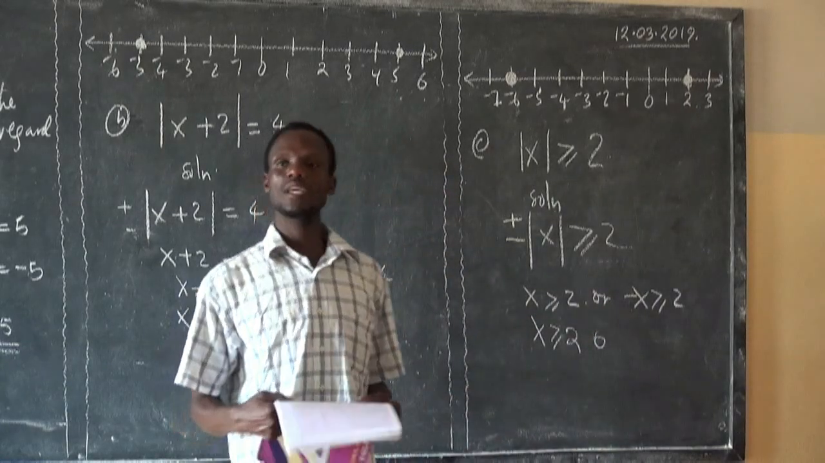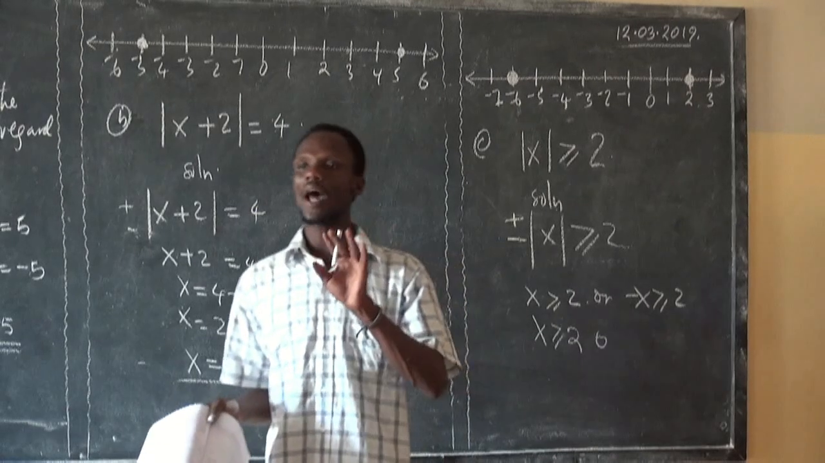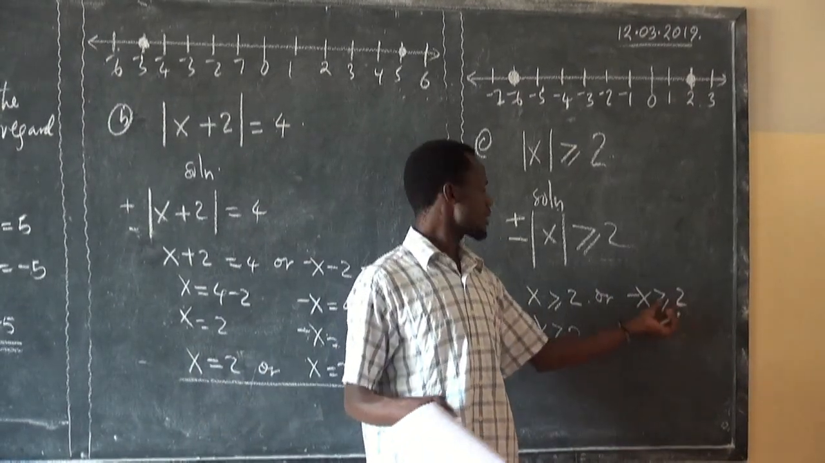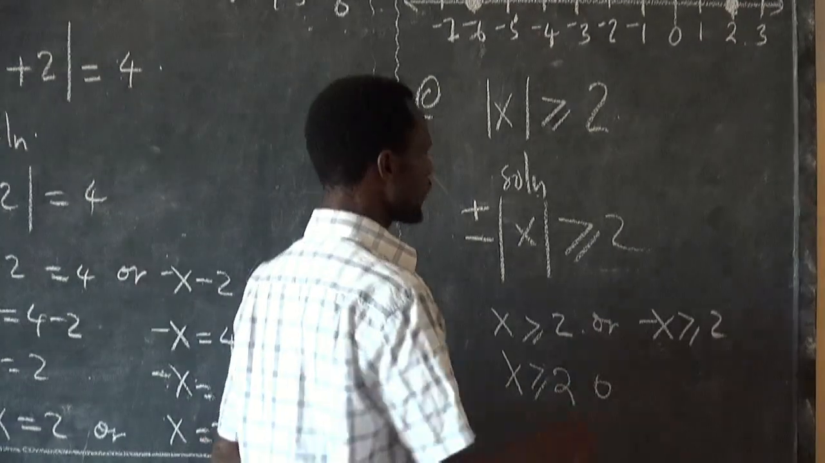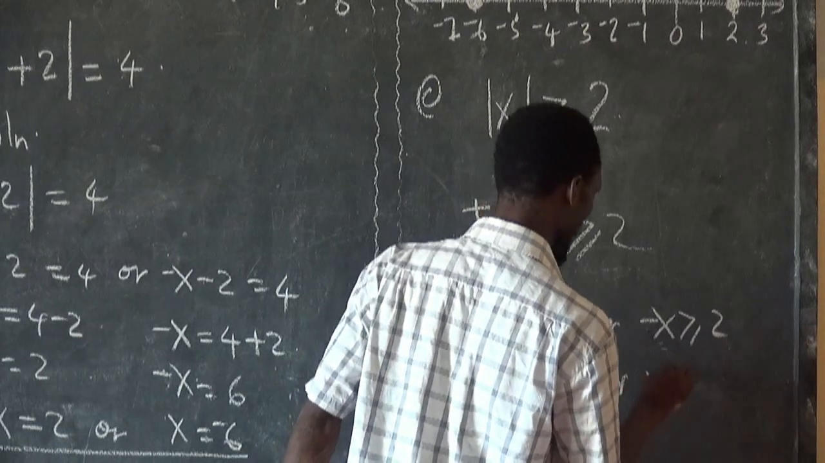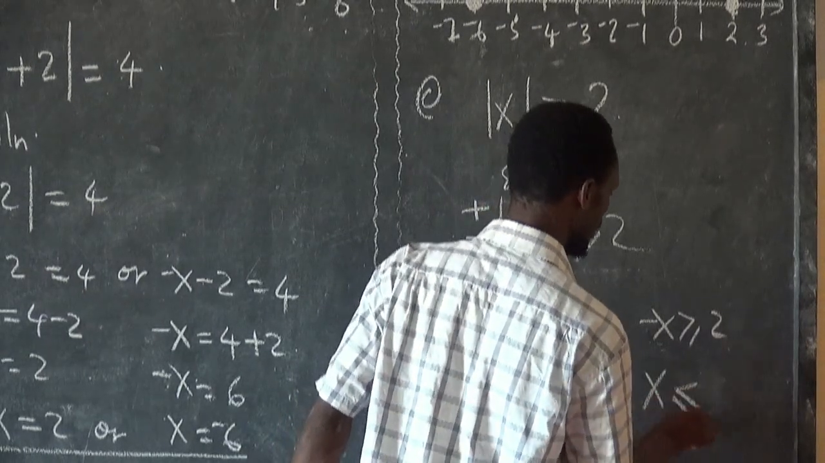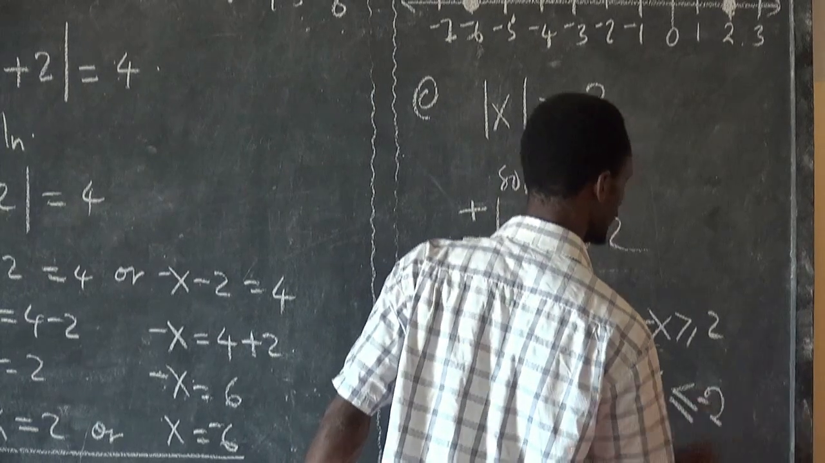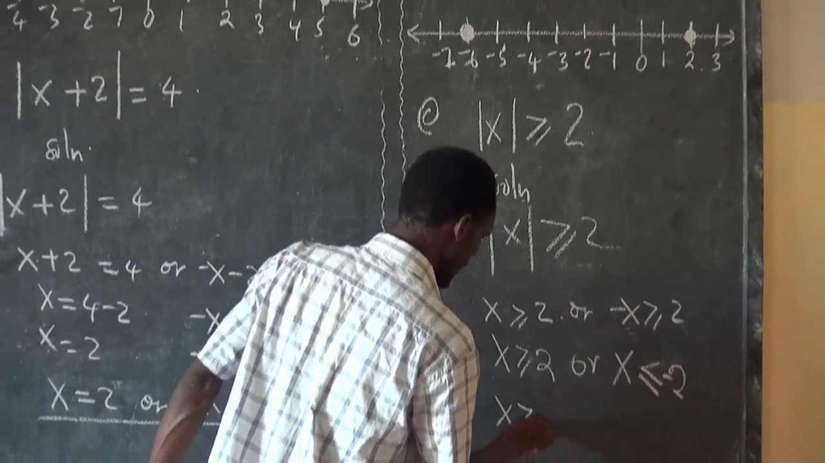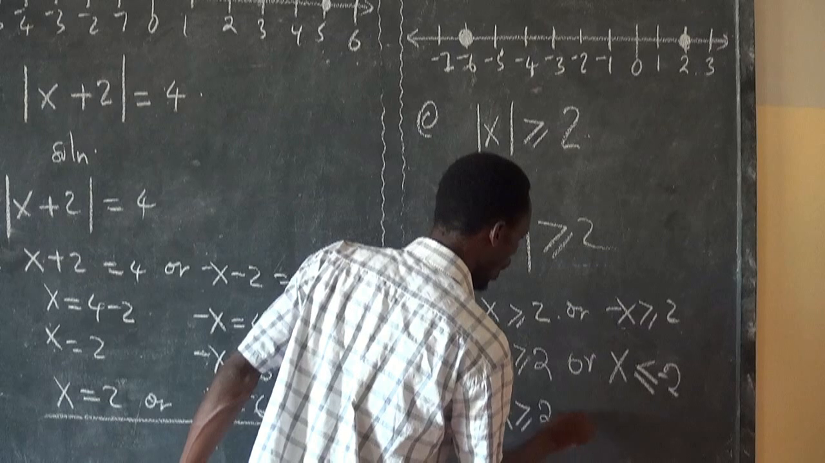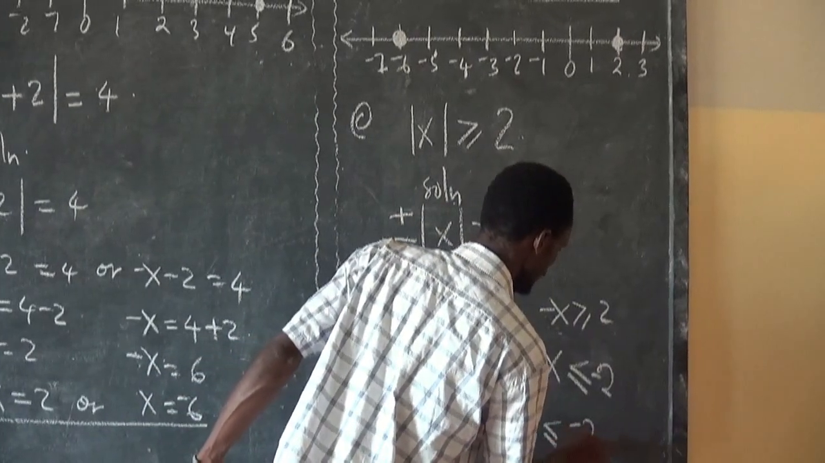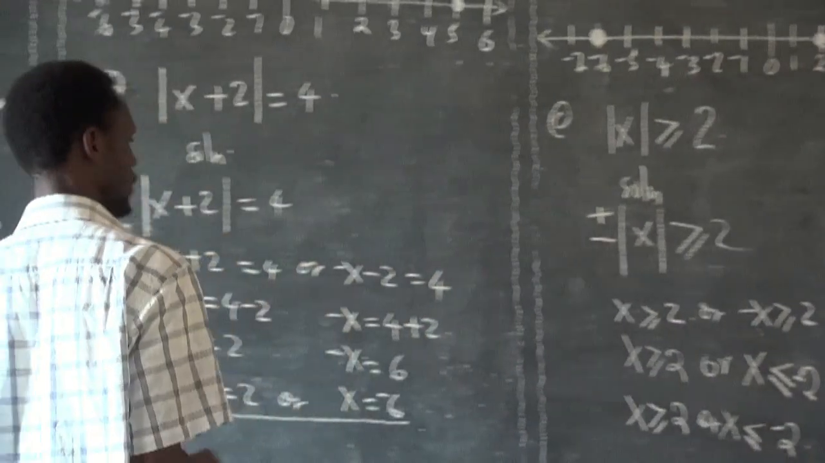But remember something, when we were talking about inequalities, I told you, if you divide by negative, the sign will change. Now, if you divide by negative both times, x will become x is less than or equal to negative 2. Now, you have x is greater than or equal to 2 or x is less than or equal to negative 2. You can draw that one.